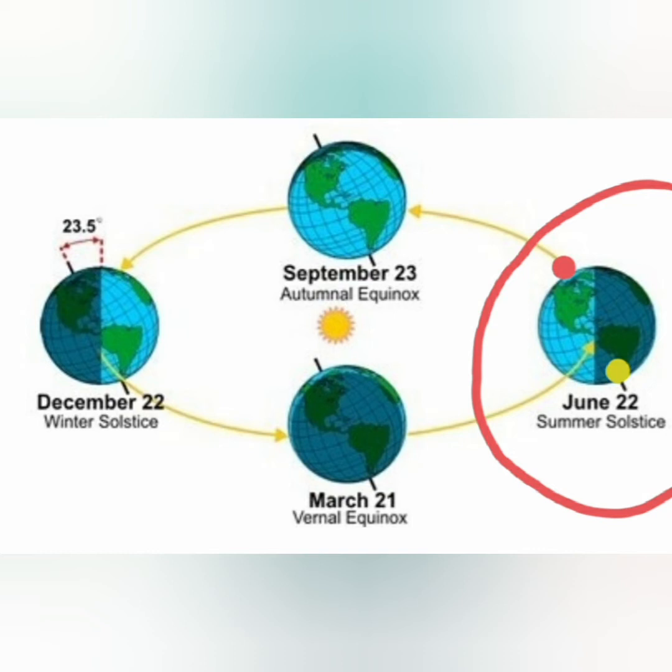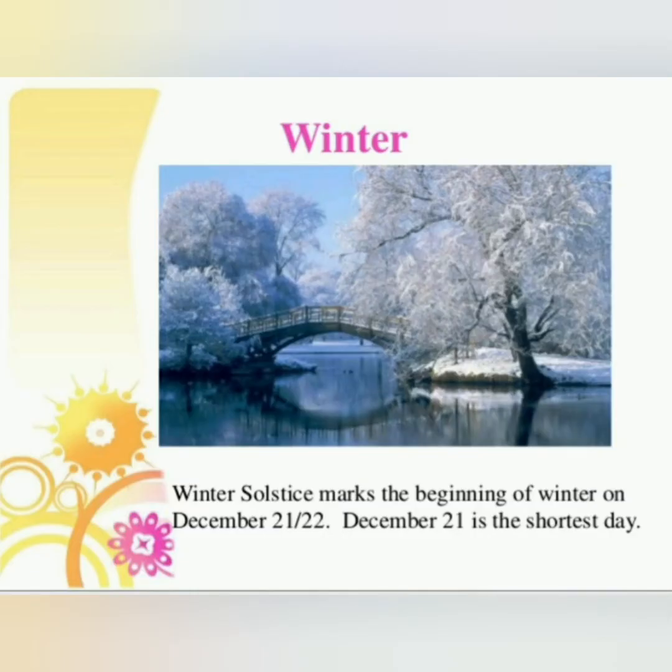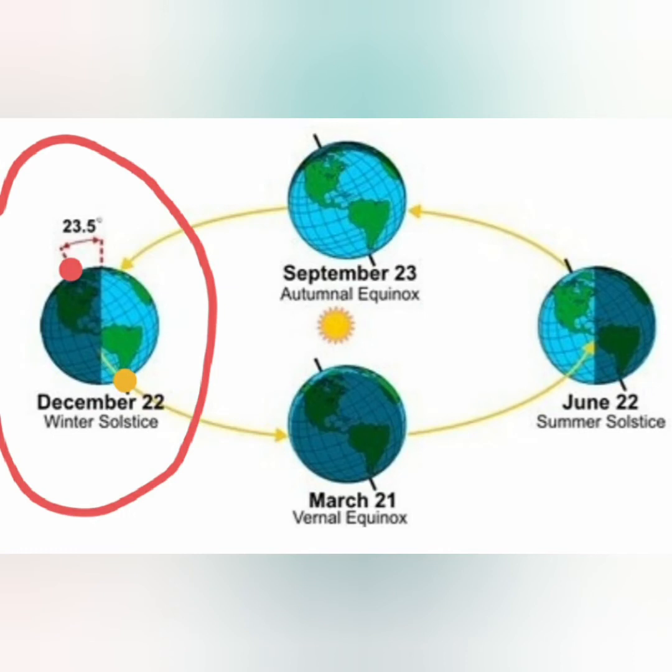And you can see here the North Pole is tilted toward the sun and the South Pole is tilted away from the sun, as in June in the picture. At this time, the northern hemisphere has summer and the southern hemisphere has winter. Winter season. Winter solstice marks the beginning of the winter on December 21 or 22, and December 21 is the shortest day. And as you all know, our winter solstice occurs on December 21st, the first day of the winter.